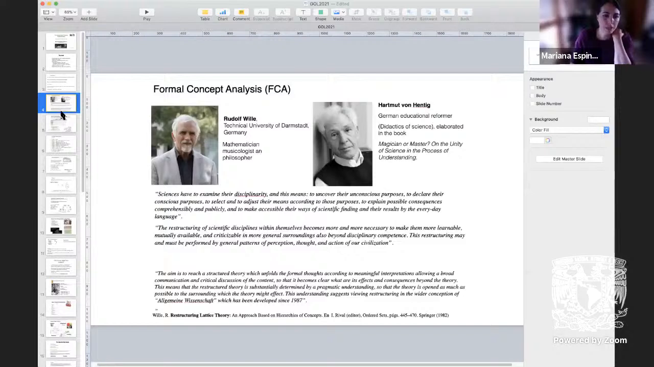Okay, so the ideas of formal concept analysis were developed at the end of the 1970s and 1980s by Rudolf Wille from the Technical University of Darmstadt, following the philosophy of Hartmut von Hentig, a German educational reformer. And they would say that sciences have to examine their disciplinarity, and this means to uncover the unconscious purposes, to declare their conscious purposes, to select and adjust their means according to those purposes, to explain possible consequences comprehensively and publicly, and to make accessible their ways of scientific findings and their results in everyday language. So I hope I'm trying to do this.